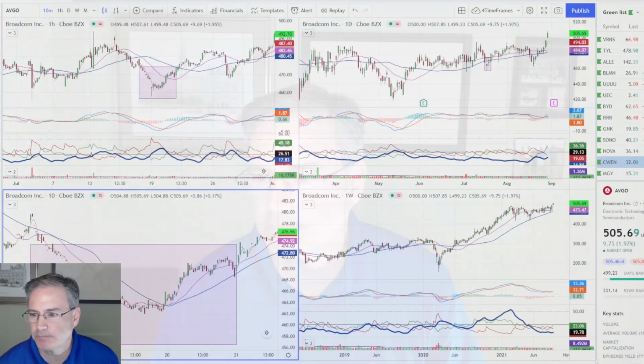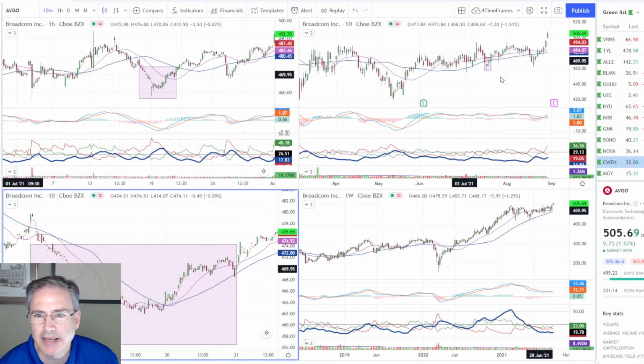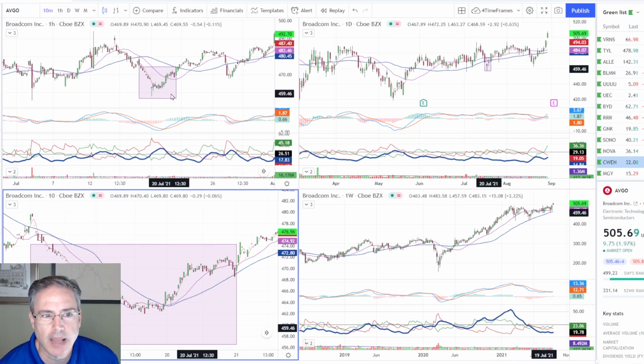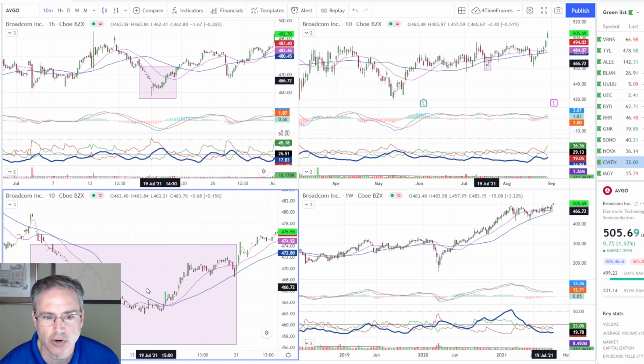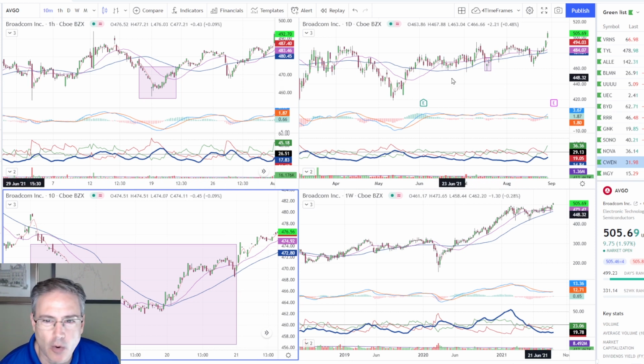The example I'm going to use is AVGO. I've got a daily chart in the upper right and an hourly chart on the left, and then I've got a 10-minute chart on the bottom left. I've already got the box of where I'm focusing highlighted. And so we always start with the higher time frame.